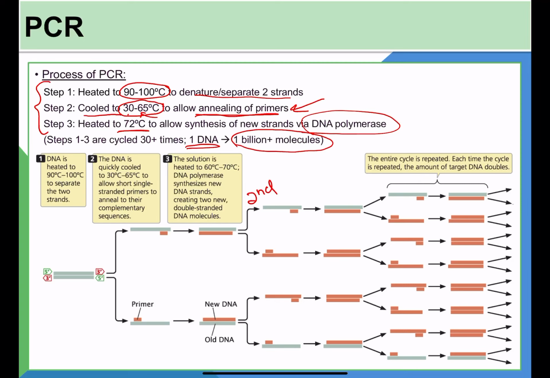So this is your first cycle. And this is your second cycle. It denatures again, primers bind, and then DNA is synthesized. And then it happens a third cycle. Your DNA template is denatured, and then your primers are annealed, and then DNA is synthesized, and it goes on and on for however many cycles you set the machine to run. And that's how PCR works.